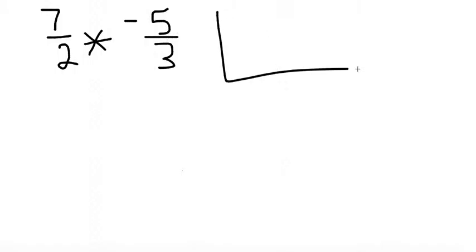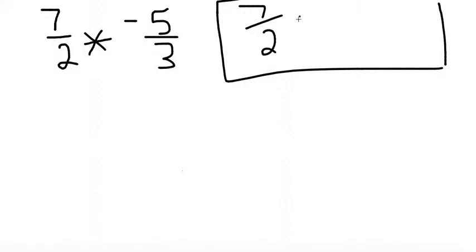Meaning that the old one, which is right here, was 7 over 2 divided by negative 3/5. Okay. Now what we are going to do is cross multiply.